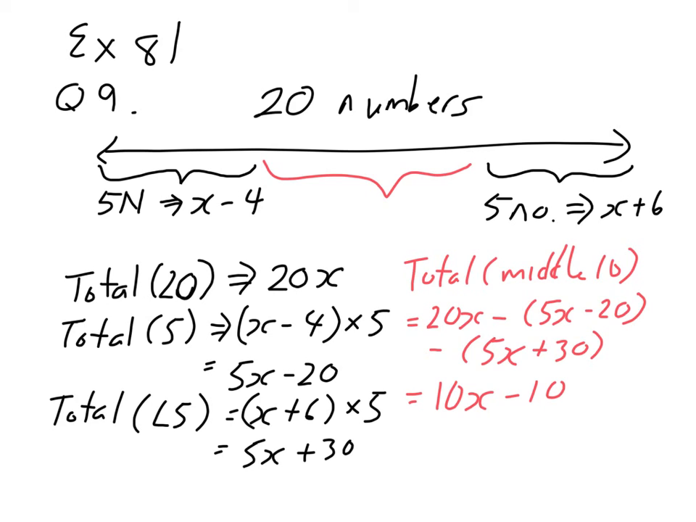Okay, so what is the mean of the middle 10 numbers? It will be just 10x minus 10 over 10. So your answer should be just x minus 1. Okay?